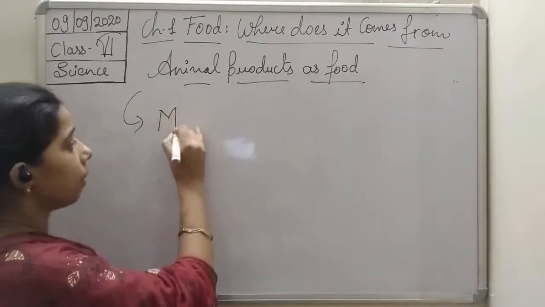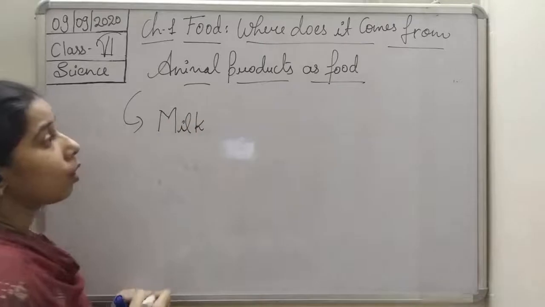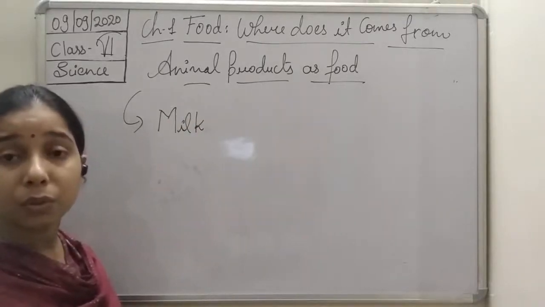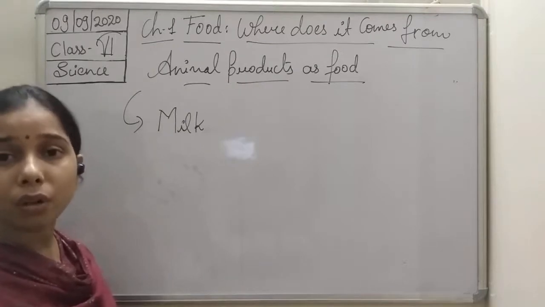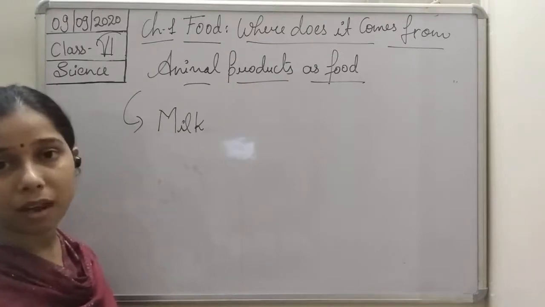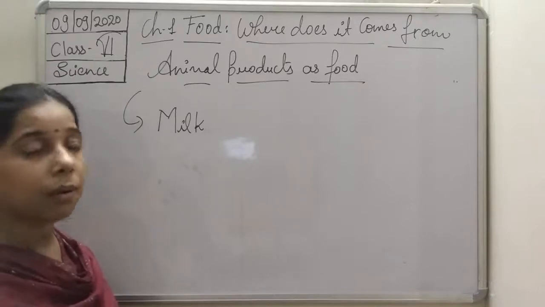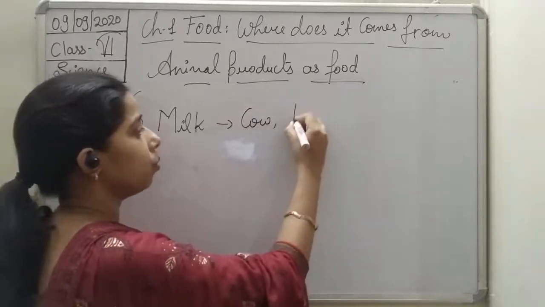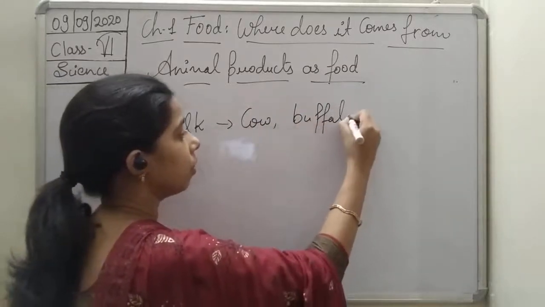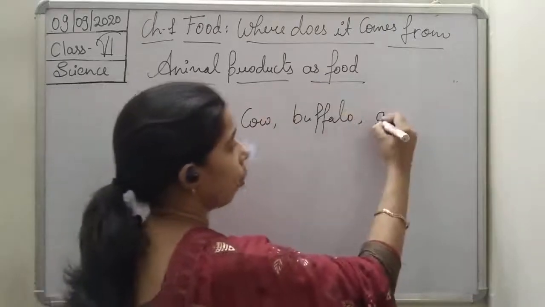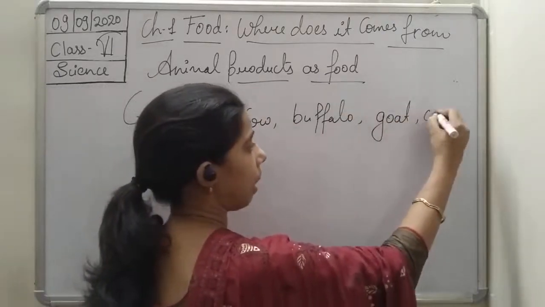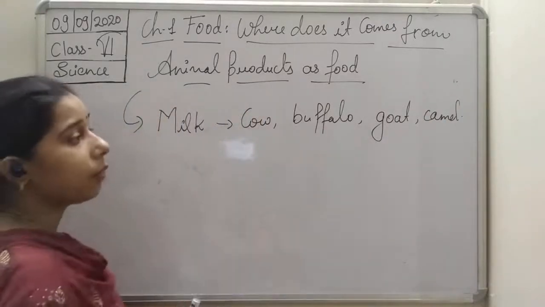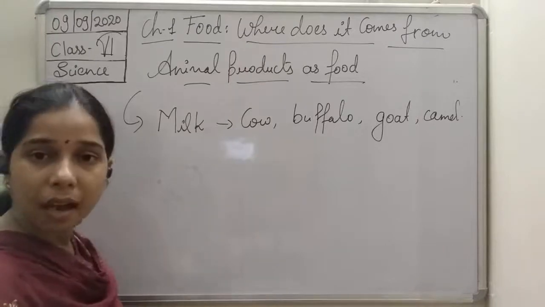The first thing is milk. A lot of animals give us milk, and you know that milk contains a lot of nutrients and is very important for us. The animals which give milk include the cow, buffalo, goat, and camel. All these animals are the milk-giving animals.